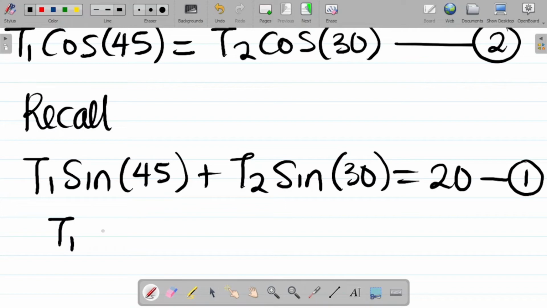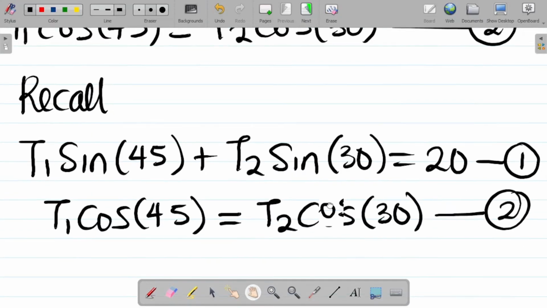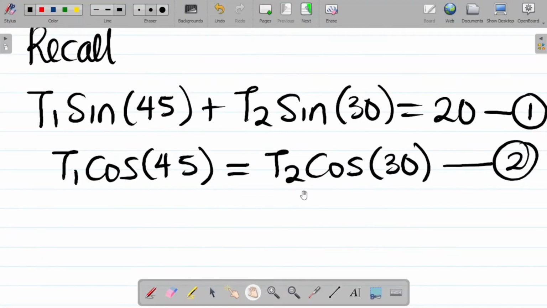T1 cosine of 45 is equal to T2 cosine of 30. Call this equation 2. All right, so how do we solve this? Let's make T1 the subject of the formula.